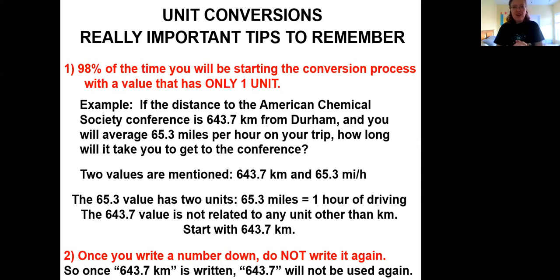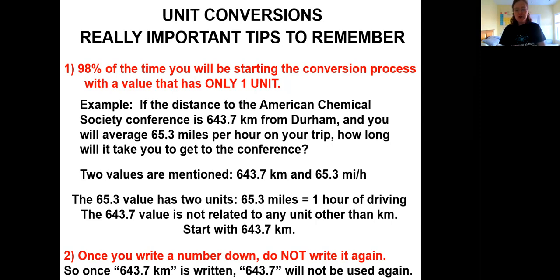Okay, here are a few more unit conversion tips for you to remember. 98% of the time, you will be starting the conversion process with a value that has only one unit. For example, if the distance to the American Chemical Society conference is 643.7 kilometers from Durham, and you will average 65.3 miles per hour on your trip, how long will it take you to get to the conference? It's algebra. All right, well, two values are mentioned, the 643.7 kilometers and 65.3 miles per hour.